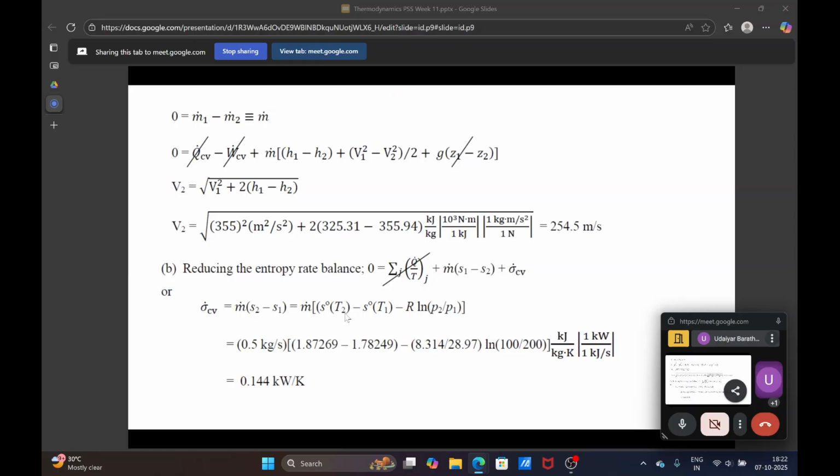So m dot is again applying the ideal gas model. This is what we get. S naught of T is the temperature-dependent entropy, independent of pressure. So S naught T2 minus S naught T1 we get directly from the table, which is just the entropy with respect to the temperatures. And minus R ln(P2 by P1) takes into account the change in entropy because of the change in pressure.